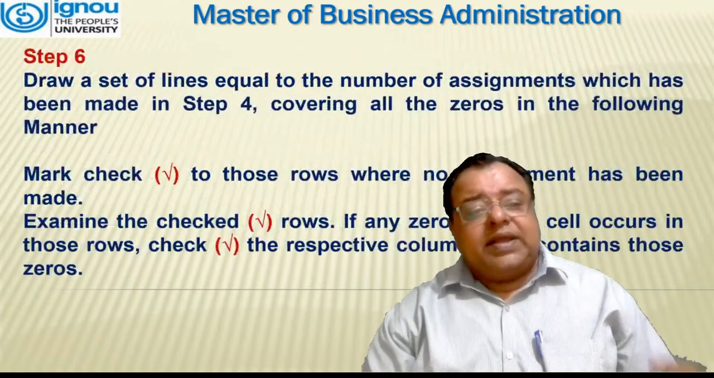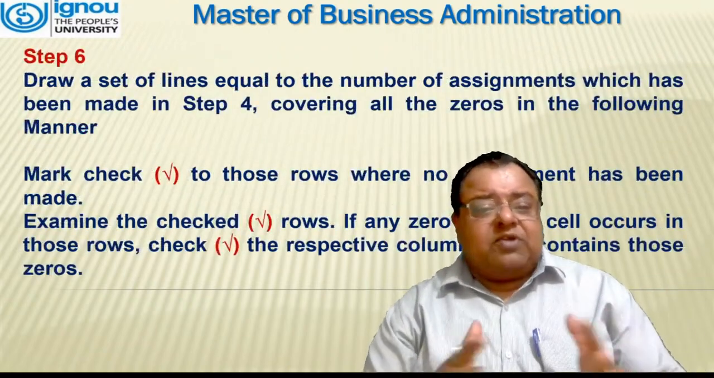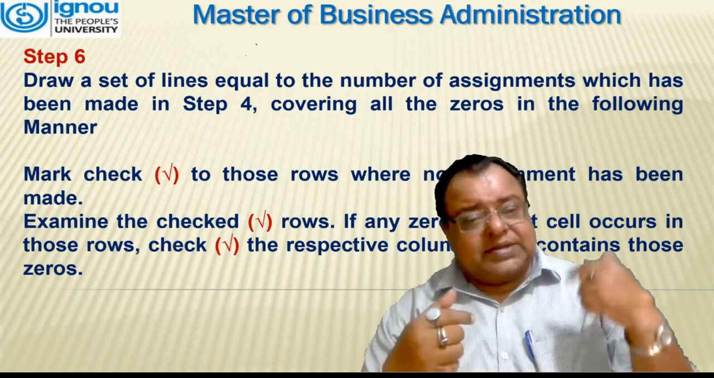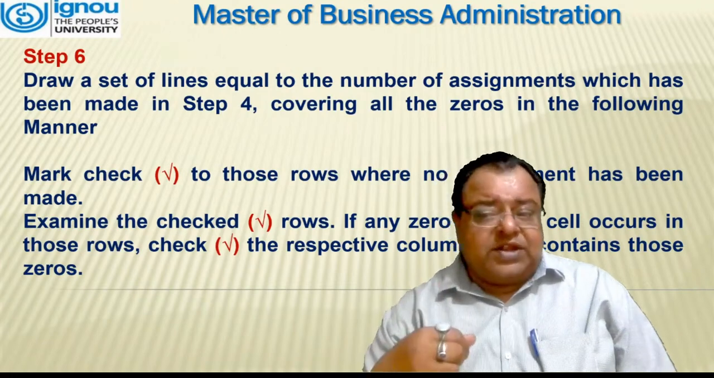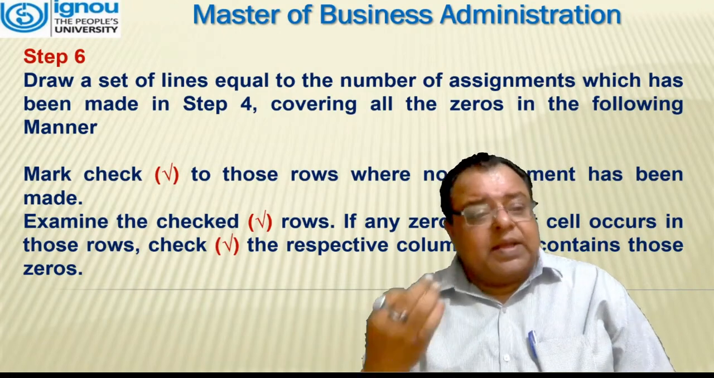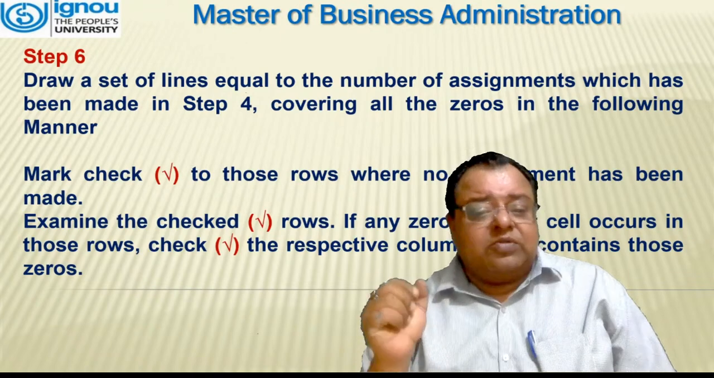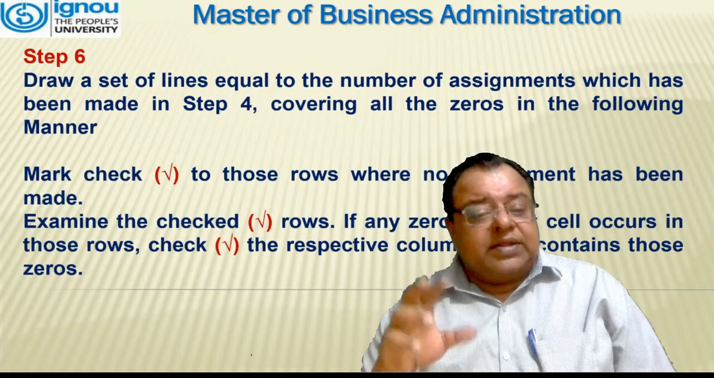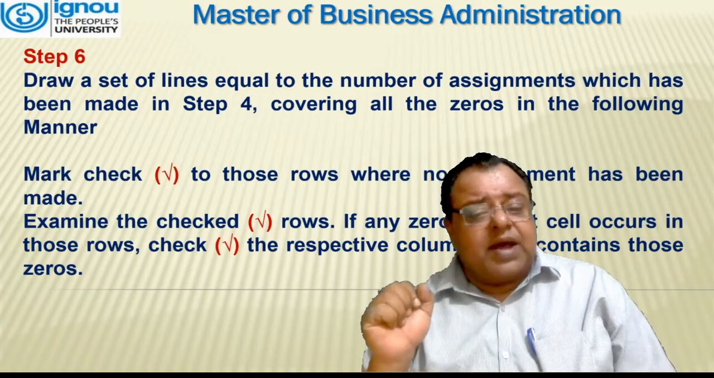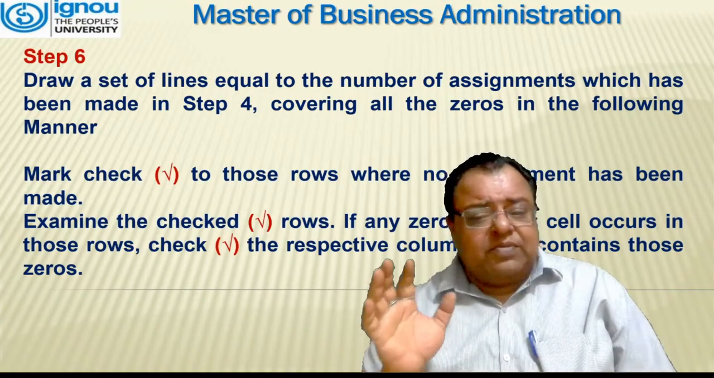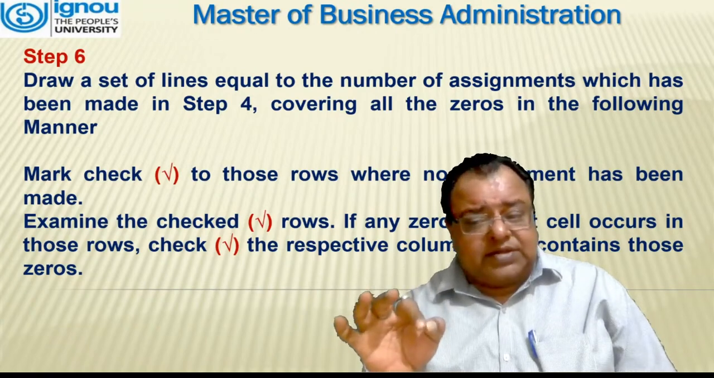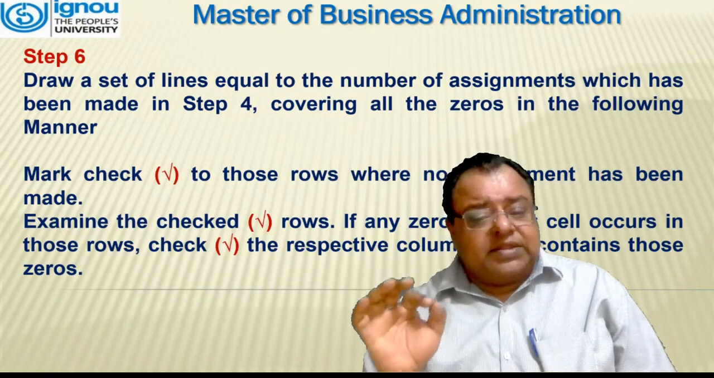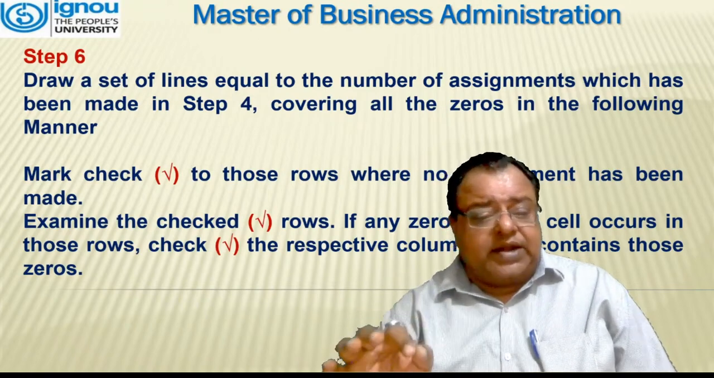Step 6: Draw a set of lines equal to the number of assignments which has been made in step 4, covering all the zeros in the following manner. Mark a tick sign to those rows where no assignment has been made. Examine the checked tick marks. If any zero element occurs in those rows, check the respective columns that contain those zeros.